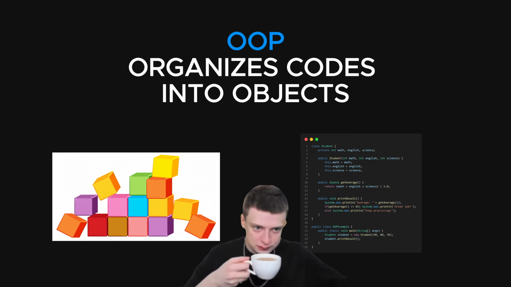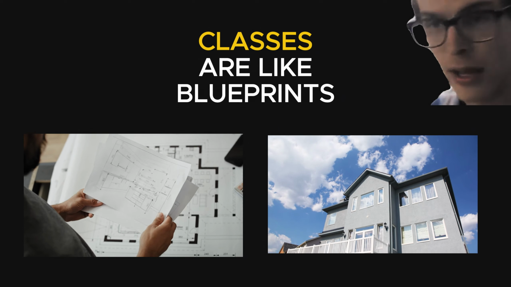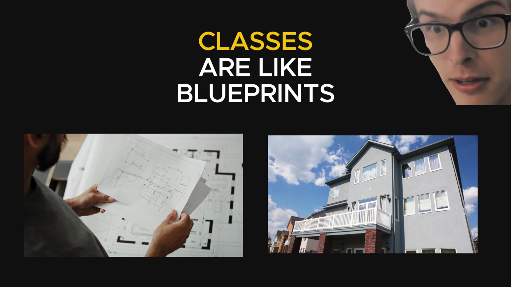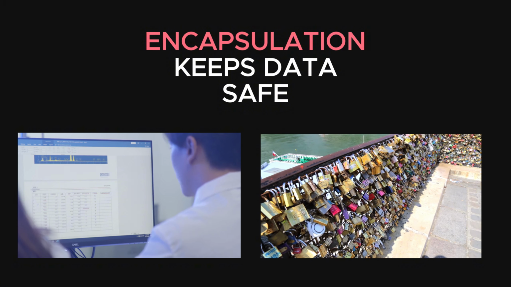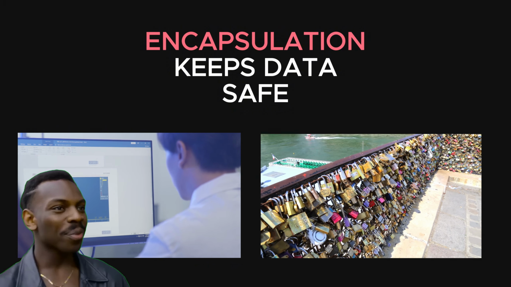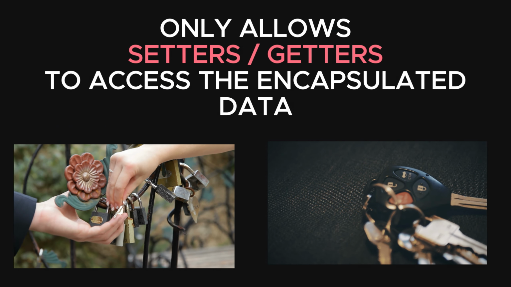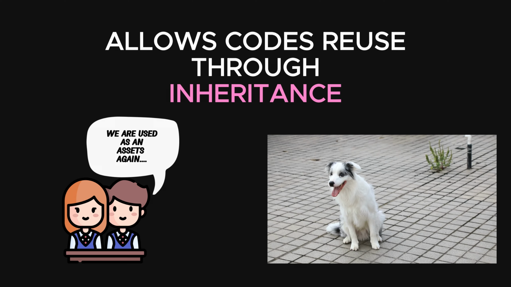And for the recap, we've learned that OOP organizes code into objects. Classes are like the blueprint that we can refer to, keeping the data safe through encapsulation and allowing a proper method to get access to it, and allows code reuse through inheritance. With OOP, you can create much cleaner, easier to manage, and more flexible lines of code.